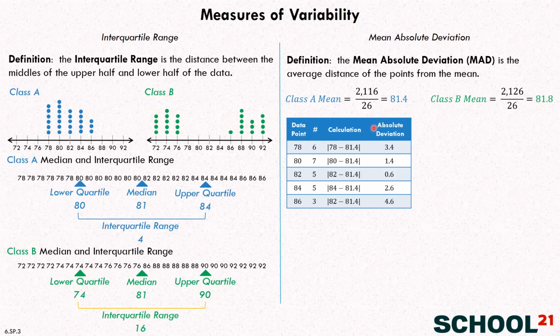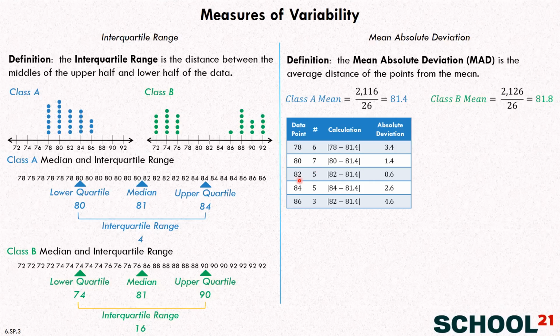And if you do that calculation, you can say 78 minus 81.4, that's going to be a negative number, but you take the absolute value of that because we want the absolute deviation. And you see that 78 is 3.4 away from 81.4. So those data points are 3.4 away from the mean. And we can do that with the next data point, which is 80. There were 7 students who got an 80, and those are 1.4 away from the mean.